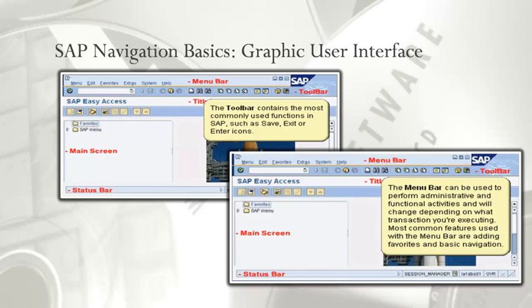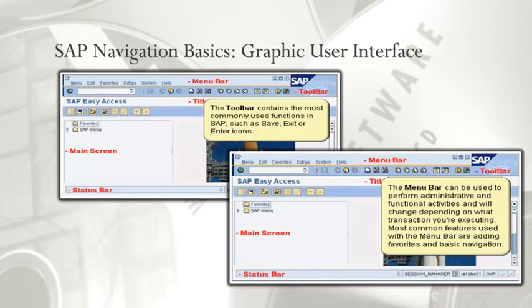We then have a title bar. Now the title bar indicates the structure of the transaction you're currently engaged in. If you're executing a transaction for an activity in production, the title bar will represent this transaction. Likewise, if it's a procurement activity, it will represent a procurement transaction.